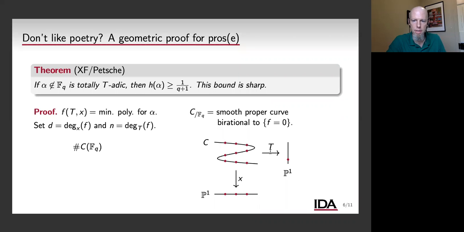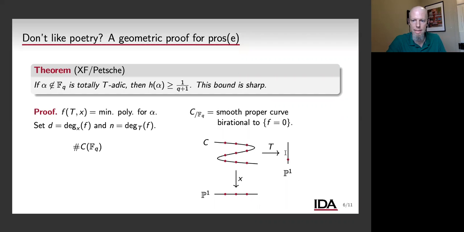So let's first look at the T map. The degree of this is the number of points over a given point downstairs. So when I fix T, I just get a polynomial in X, and I said this thing has degree D.